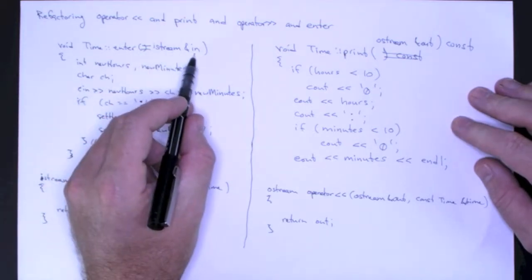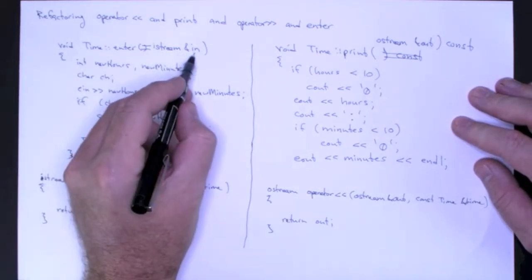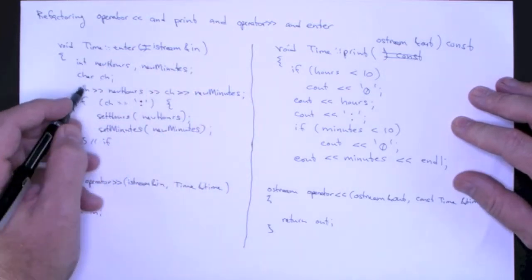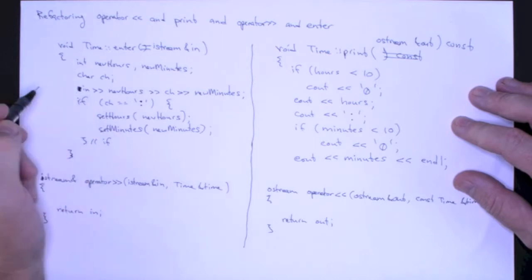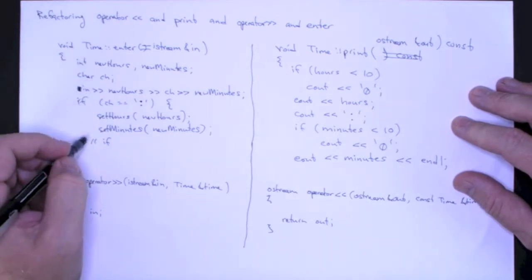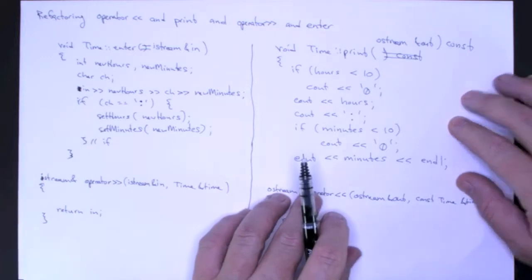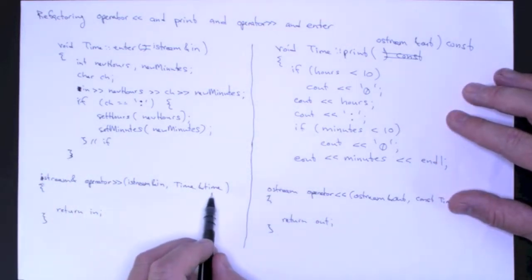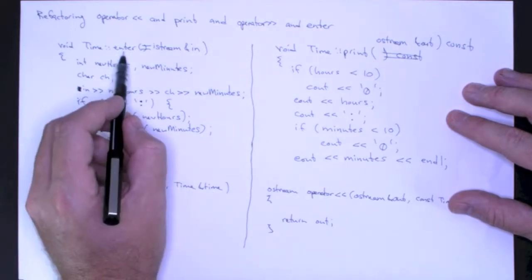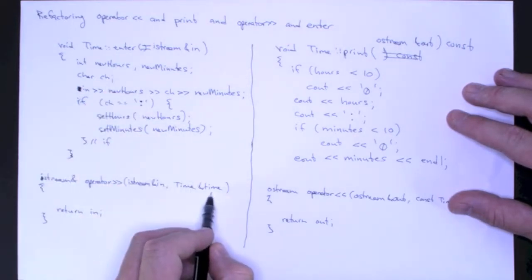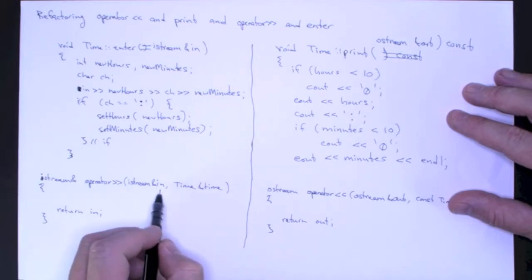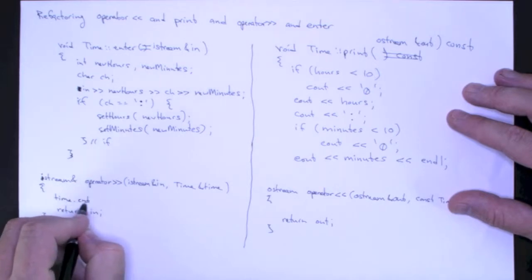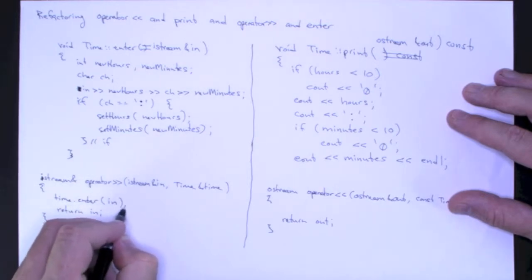First thing I have to do is change the implementation so that it uses the parameter in instead of the object cin. I can do that by erasing that C. That's the only place that I'm actually referring to cin. And now here in my extraction operator, I just need to call the enter method on this time object and pass in the input stream. Just like that.